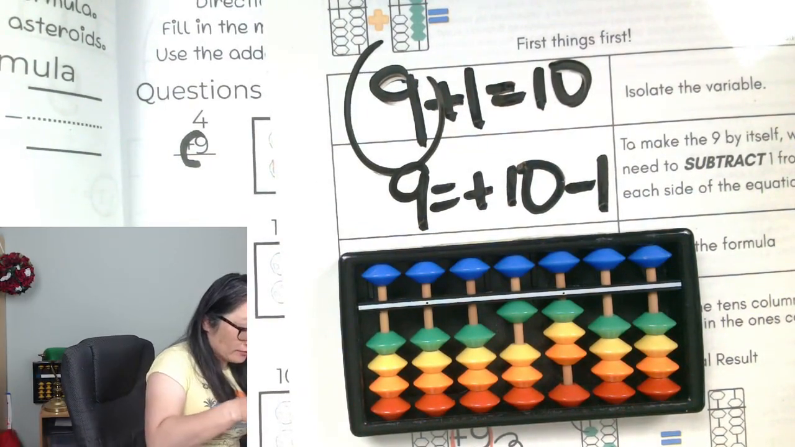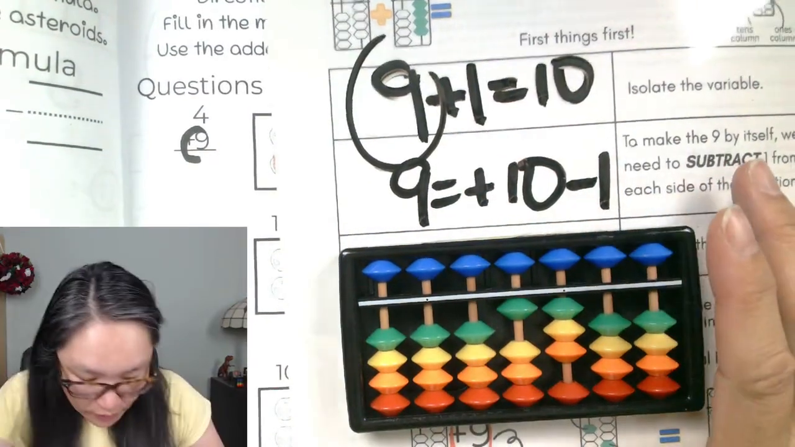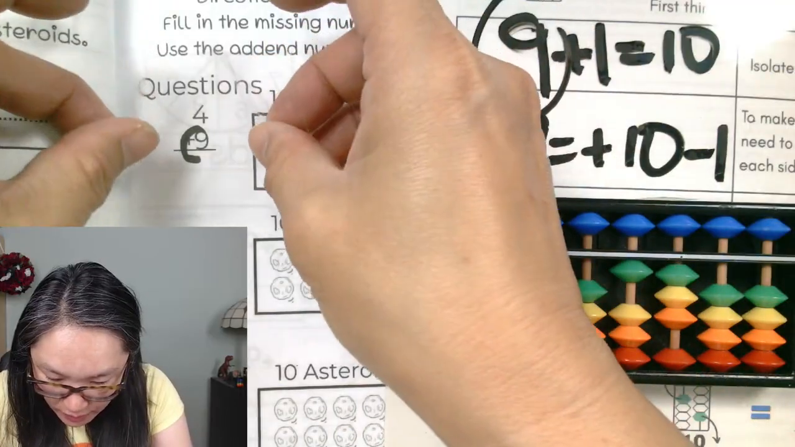Does that make sense? So what did we just do? What we did is we learned how to make a 10.